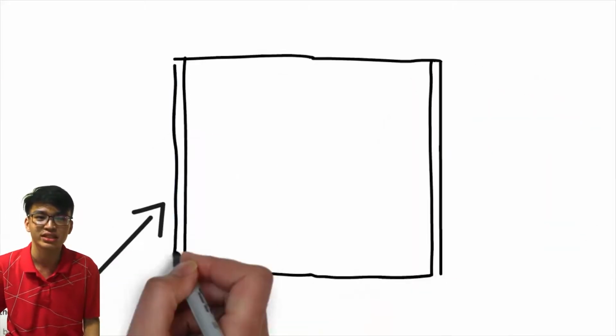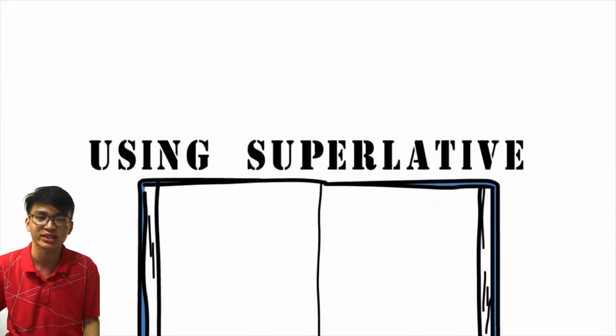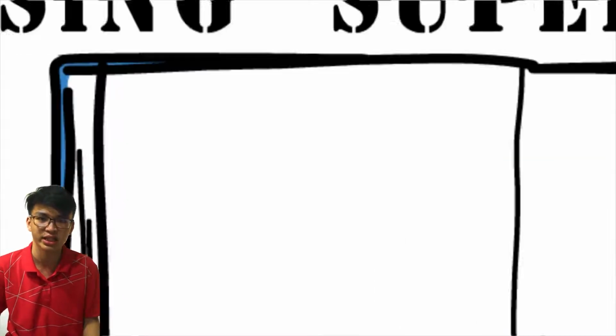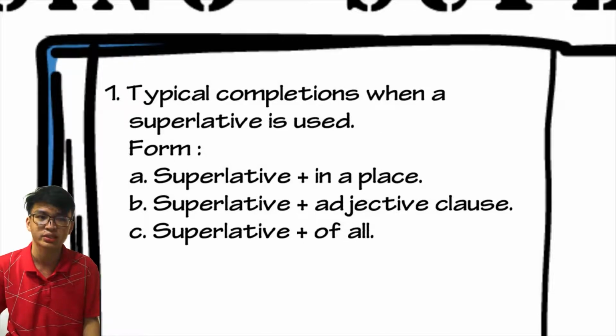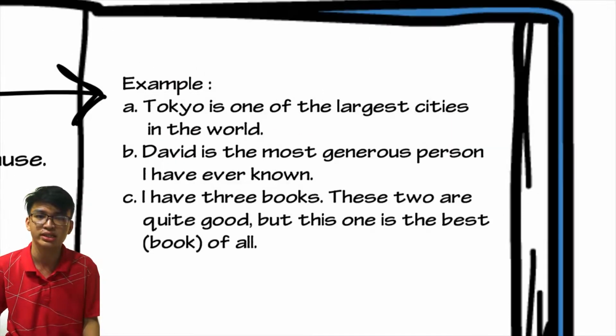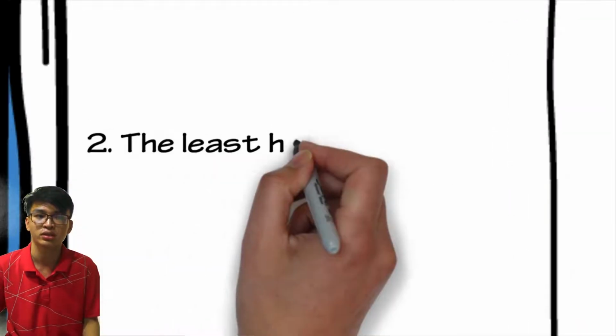Using superlatives. Typical completions when superlatives are used. The formulas are: the first one is superlative plus "in" a place. The second one is superlative plus adjective clause. And the third one is superlative plus "of all." The first example is, Tokyo is one of the largest cities in the world. The second one is, David is the most generous person I have ever known. The third one is, I have 3 books. These 2 are quite good, but this one is the best book of all.